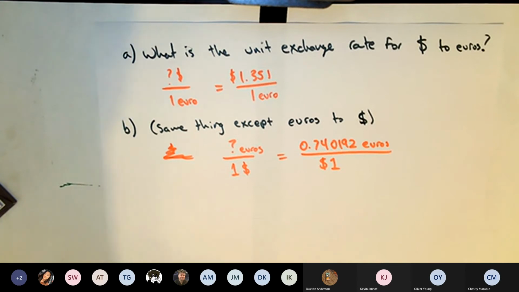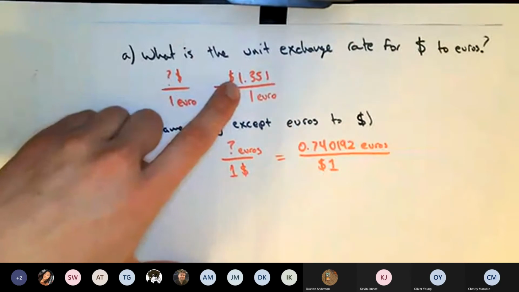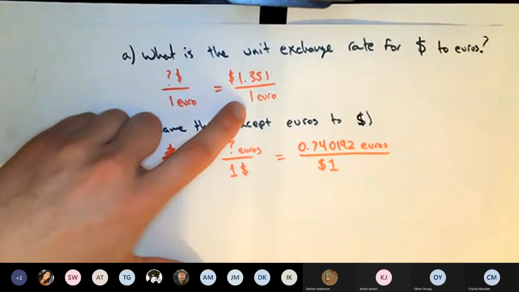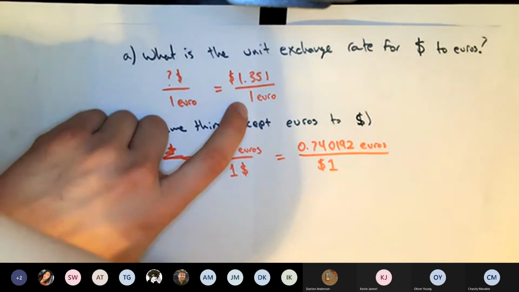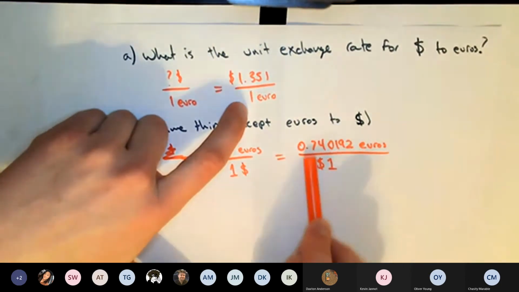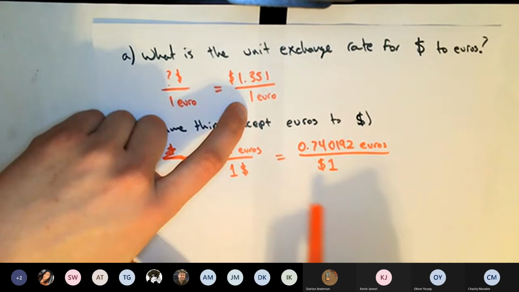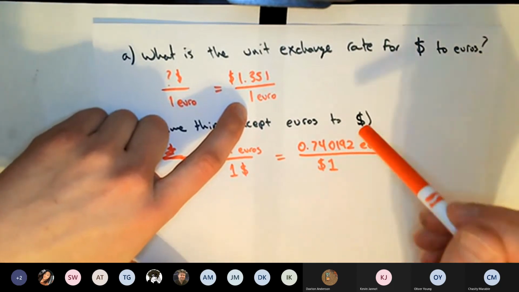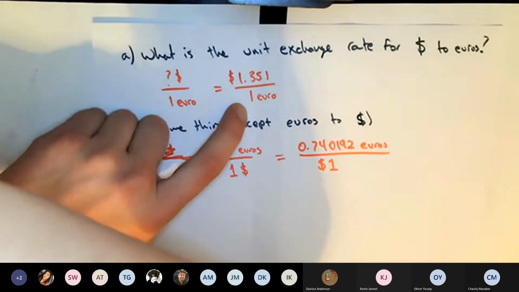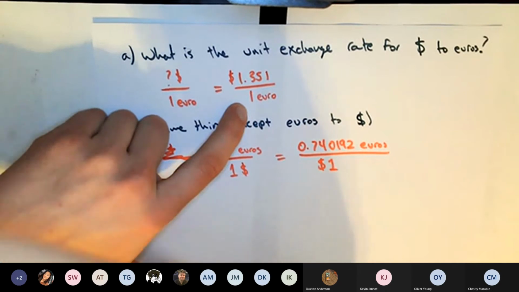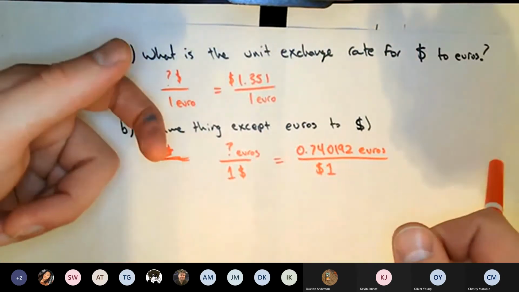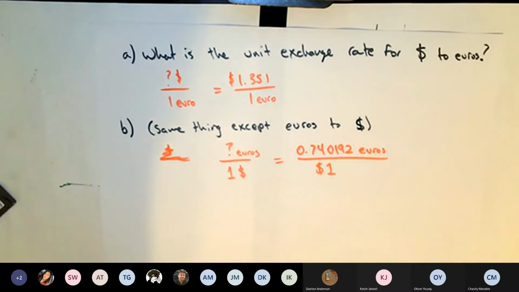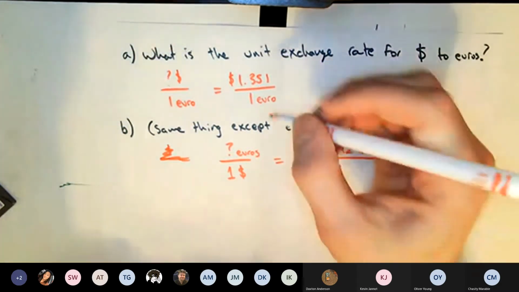0.740192 euros per 1 American dollar. And by the way, if I flipped this fraction upside down and did the division, in your calculator, 1 divided by 1.351, you'll get this number, 0.74, etc. And if I flip this fraction upside down, 1 over this number, so 1 divided by 0.740192, I get this number back. So these two fractions are the same, they're just flipped upside down and then divided out to make them have a nice clean denominator of 1.